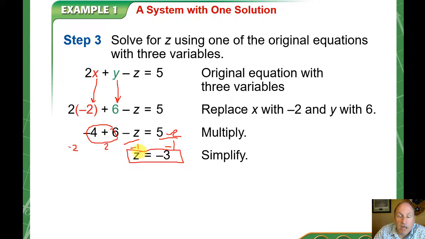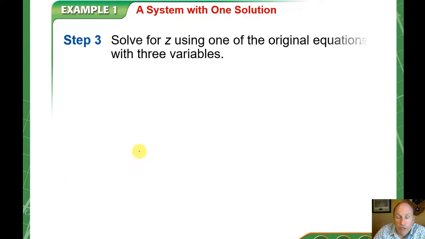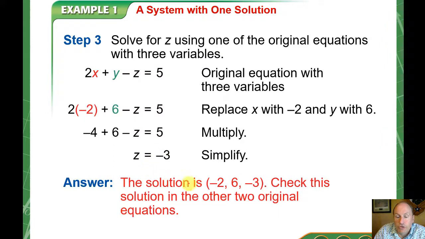We now have the entire solution. We now have the entire solution to the mystery, which is that the solution, the ordered triple, negative 2, which is the x-coordinate, 6, which is the y-coordinate, and negative 3, which is the z-coordinate, in three-dimensional space, is the solution to that set of three equations, three unknowns. The three planes happen to meet in a point. You should always go back and check this with the original other equations to make sure that it worked.